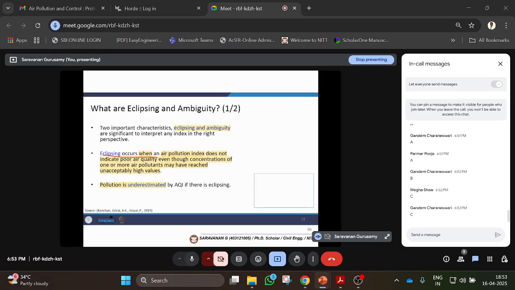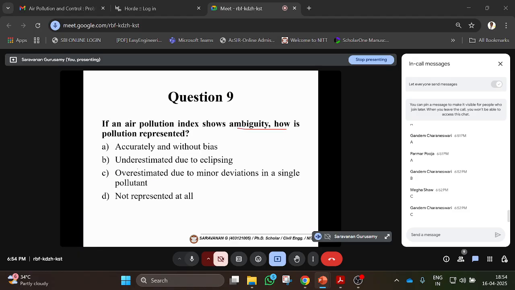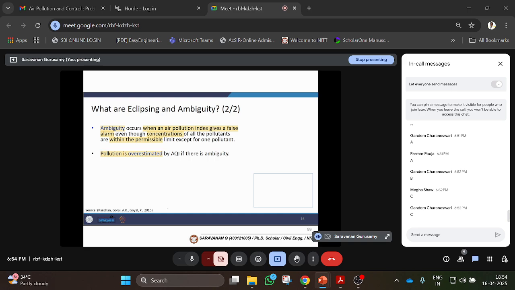You can see here. Eclipsing occurs when the air pollution index does not indicate poor air quality. There is poor air quality, but I am saying that it is good. So I am covering some. That's called the eclipsing error, underestimation of the pollutants. What is ambiguity? That is an overestimation due to minor deviation in a single pollutant. Because if only PM is higher and other pollutants are very low, my AQI will be very high due to PM. So that is the ambiguity, right? That is the overestimation of AQI. Overestimation due to minor deviation, that is ambiguity. Please remember eclipsing and ambiguity are the errors in the AQI.